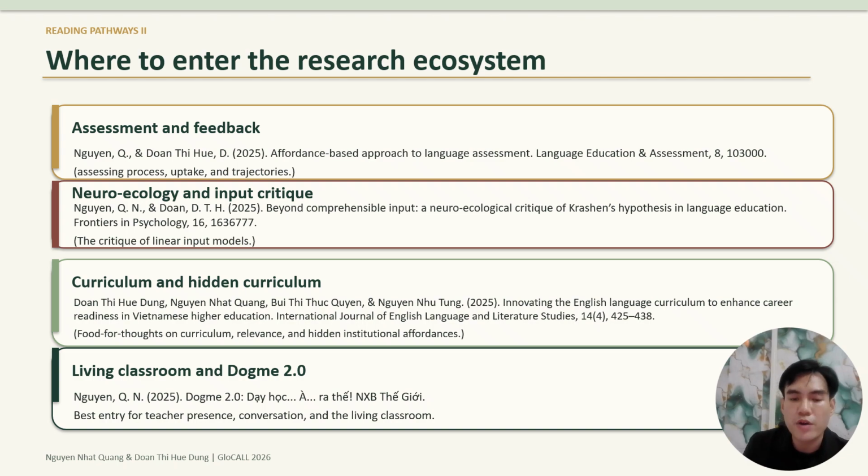If you are interested in curriculum relevance, hidden and institutional affordances, the curriculum article on career readiness in Vietnamese higher education connects the framework to curriculum design. And if you are interested in teacher presence, conversations, and the living classroom, Me 2.0, my book, is one of the most practical routes, I think. So these pathways matter because the five dimensions travel across domains, and the framework does not close inquiry, it opens the route into inquiry.